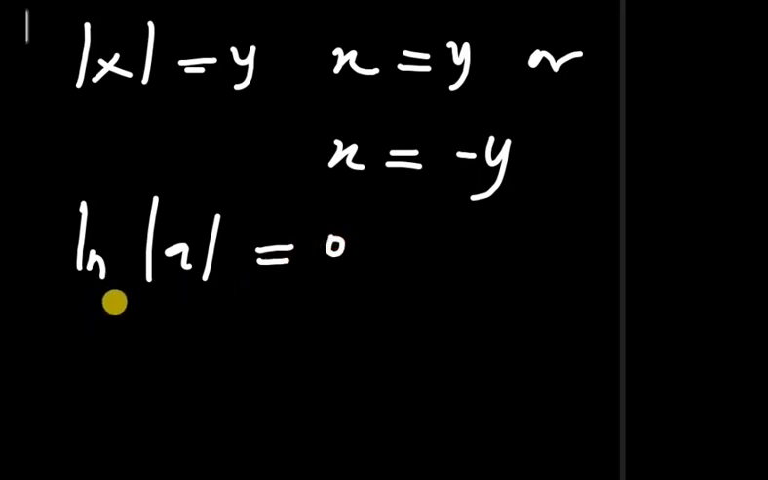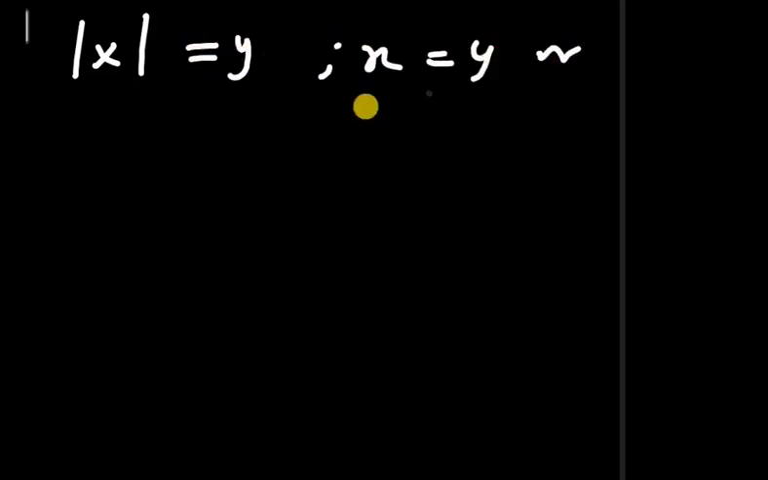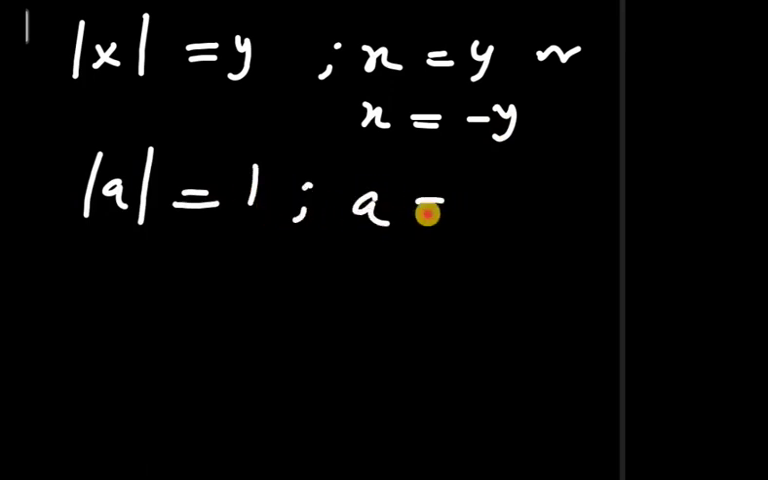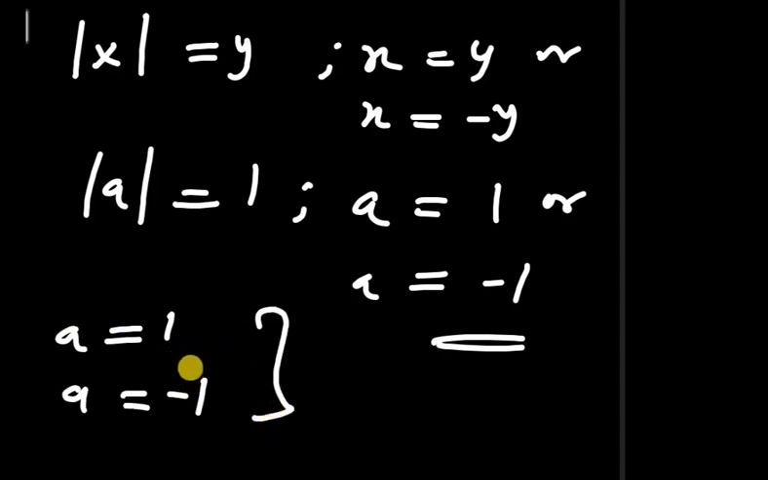Now we can introduce the e that will take care of this ln here. This will give us e to the exponent of natural log of the absolute value of a equals e to the power of 0. This will take care of the ln, and we have the absolute value of a equals, and e to the power of 0 is 1. From the definition of absolute values, remember the absolute value of x equals y simply means x equals y, or x equals negative y. So the absolute value of a equals 1 simply means a equals 1, or a equals negative 1. So the two solutions to the problem are a equals 1 and a equals negative 1. Now let's go ahead and prove if these two solutions satisfy the equation.